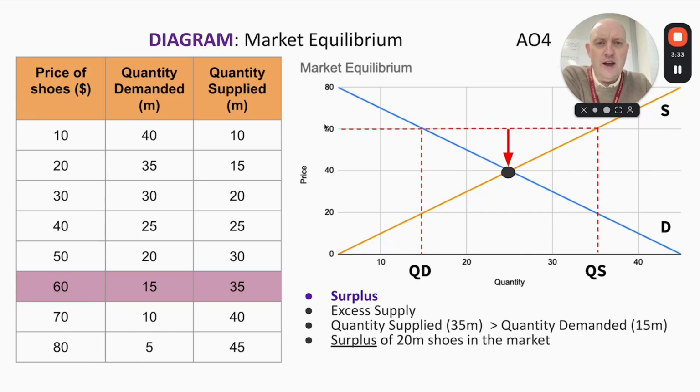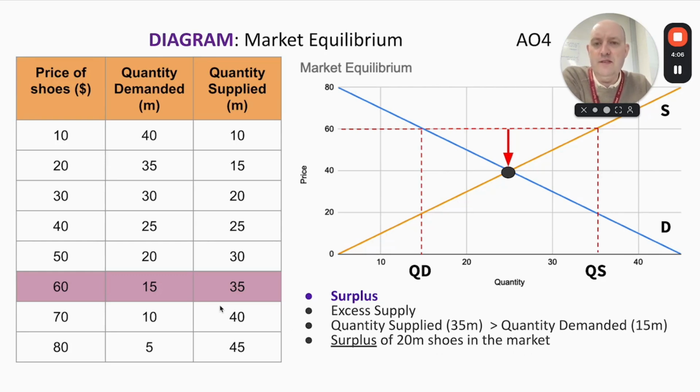If we go to the diagram at a price of 60, to get quantity supplied, we go horizontally across from 60 until we hit the supply curve. And then we go down here. So quantity supplied is going to be 35 million. Quantity demanded, we would do the same thing. We go across from $60, but this time until we hit the demand curve. And then quantity demanded will be 15 million. So you can see at the higher price, quantity supplied is bigger than quantity demanded. So therefore, we have a surplus of 20 million shoes in the market.